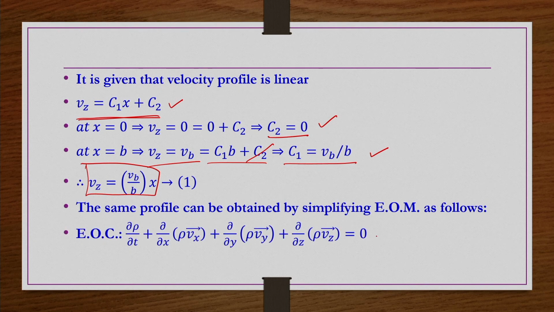The continuity equation in Cartesian coordinates is this one. At steady state this term is 0, V x and V y do not exist, V z exists but it is not a function of z, it is a function of x only. So continuity is satisfied.